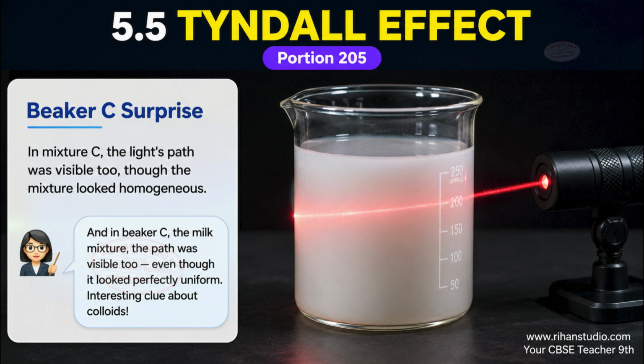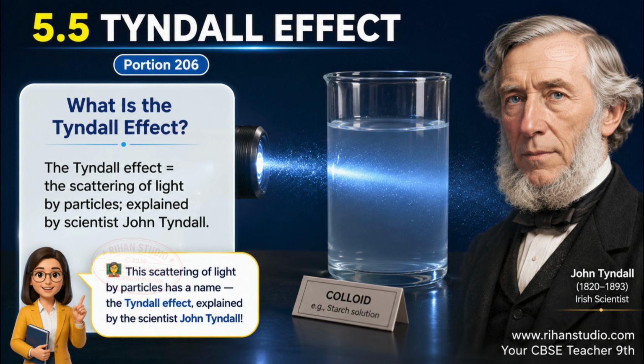In mixture C, the light's path was visible too, though the mixture looked homogeneous. In beaker C, the milk mixture, the path was visible too, even though the mixture looked perfectly uniform. Interesting clue about colloids. The Tyndall effect is the scattering of light by particles. This scattering of light by particles has a name: the Tyndall effect, explained by the scientist John Tyndall.